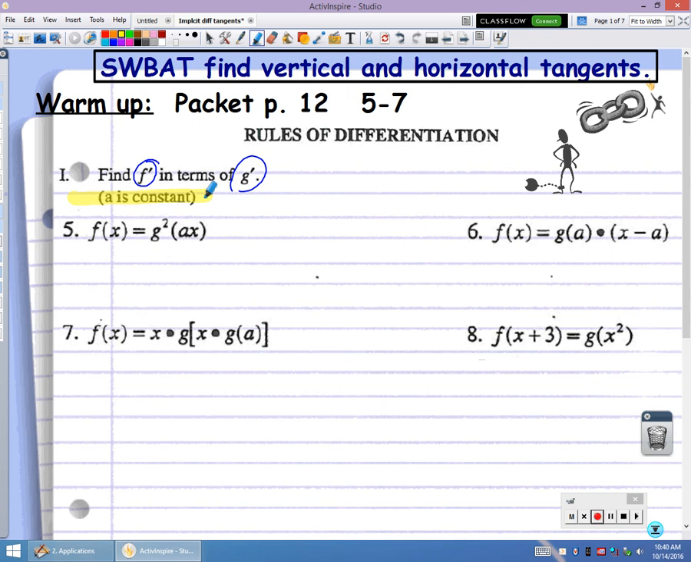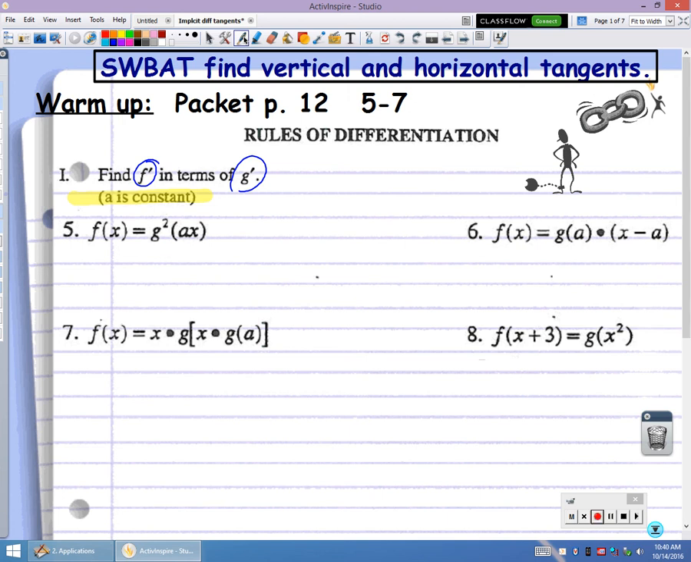Now, a constant simply means that we could be treating A the same way that we would treat the number 5 or the number 7. So the derivative of 5 is 0. The derivative of 7 is 0. Therefore, when we're dealing with A, the derivative of A is 0.